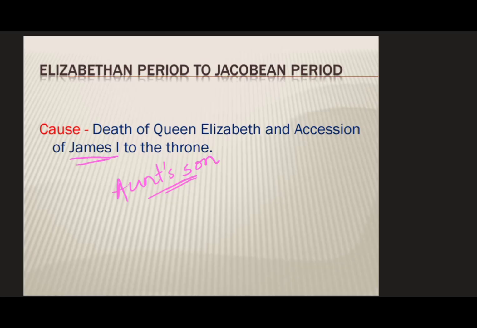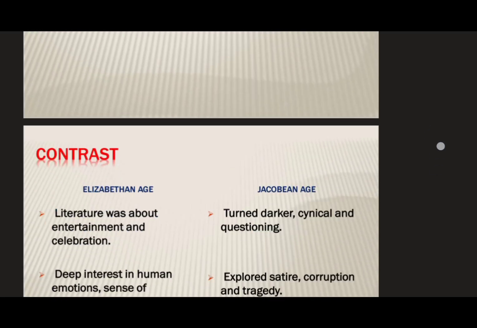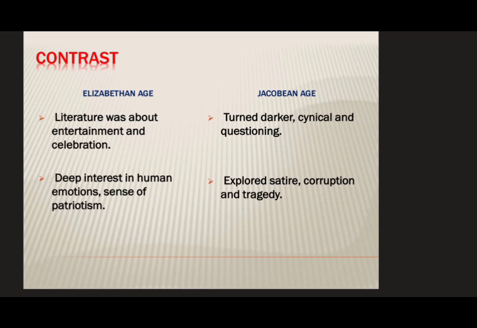As a contrast between Elizabethan age and Jacobean age, literature of the Elizabethan age was about entertainment and celebration, but in the Jacobean age it turned darker, cynical, and questioning. In the Elizabethan age, people used to take it in entertainment and celebrated literature. But coming to Jacobean age, the literature turned more darker, more cynical, and questioning.